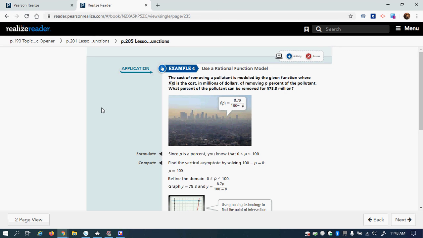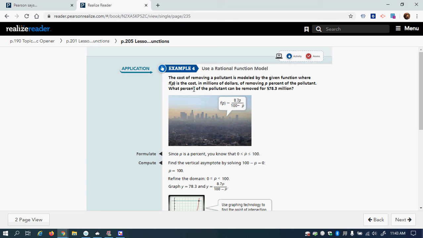So this section is still, again, 4.2. It's example 4. We're using the rational function model. So let's take a look at this word problem that you should be able to do and do a practice on the try it. It says the cost of removing a pollutant is modeled by the given function, where f of p is the cost.